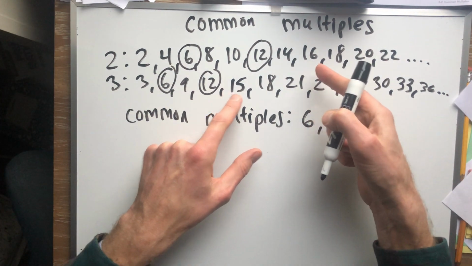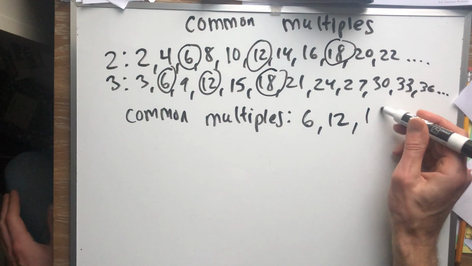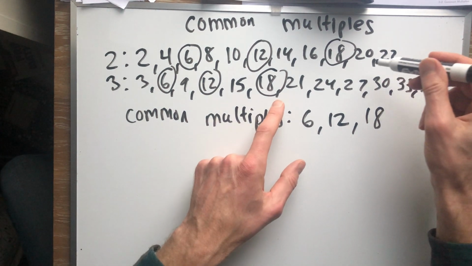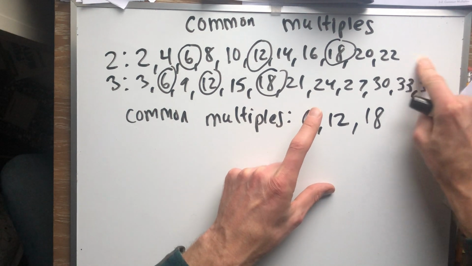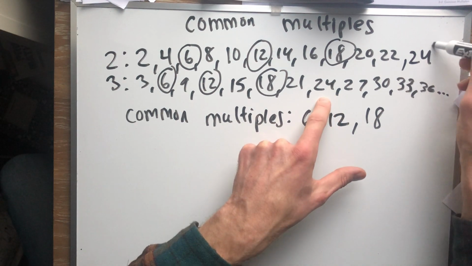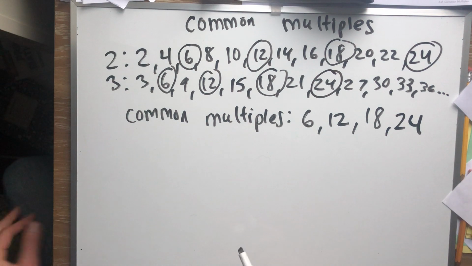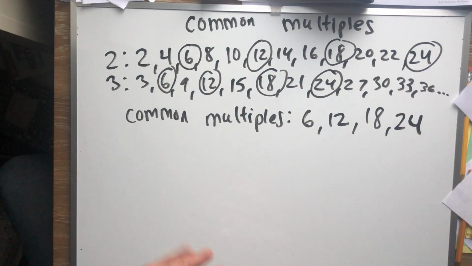Let's find another one. 18. It has 18 in common as a multiple, common multiples. Any more? What if we were to keep going on our 2s? 22, 24, 24, common multiple. So the easiest way to do this is just write down the multiples of both numbers and then just circle them and see what they have in common.